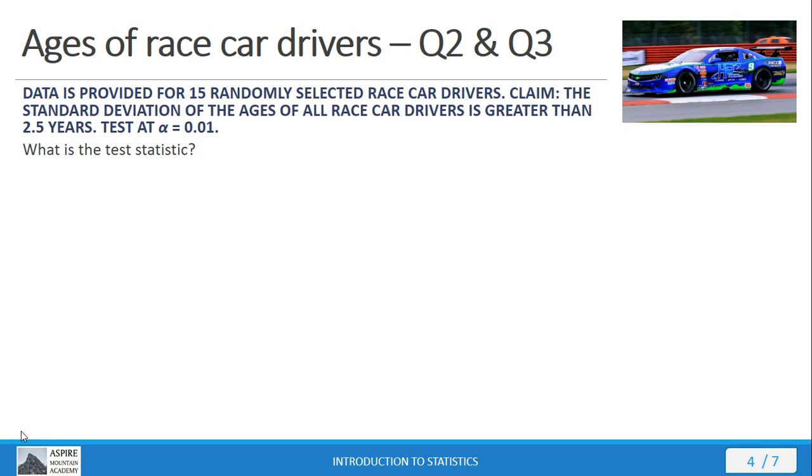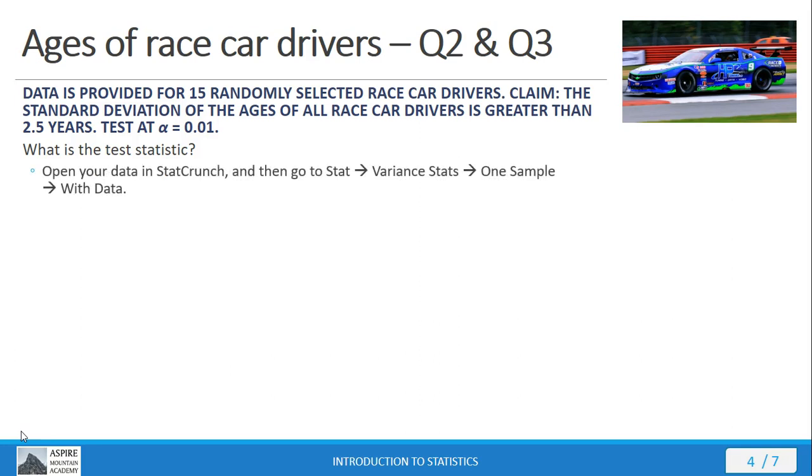All right, let's check it out. So inside StatCrunch, you want to go to Stat, Variance Stats, because you're going through the variance. One sample, because you've got just the one sample. With data, because you've got actual data.